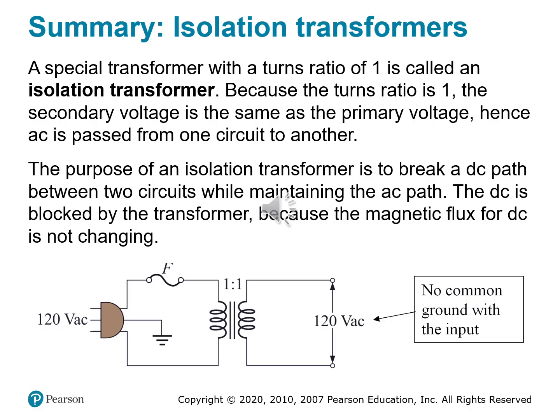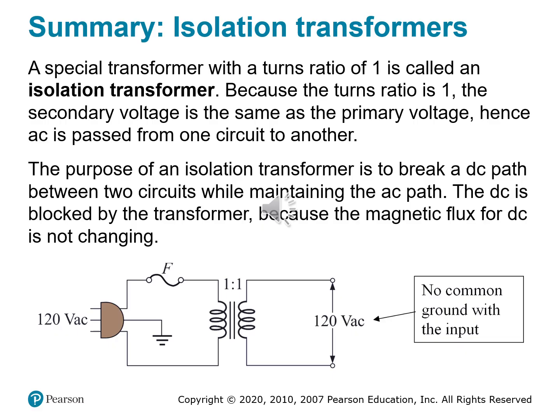And why is that useful? Because it breaks the DC path while preserving the AC path, right? AC generates a changing magnetic field, so it transfers across. DC, on the other hand, doesn't change. No changing flux means no induced voltage on the secondary side. So this is incredibly valuable when you want to protect sensitive equipment from ground loops.